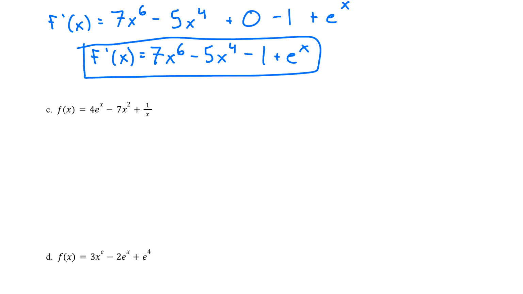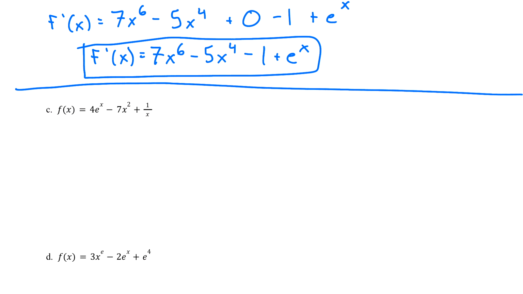So before I do anything else, I'm just going to take a step to rewrite this function as 4e to the x minus 7x squared. And that last term I'm going to write as plus x to the -1 power so that I can use my power rule in the next step. So I haven't actually taken the derivative. This is still f of x.